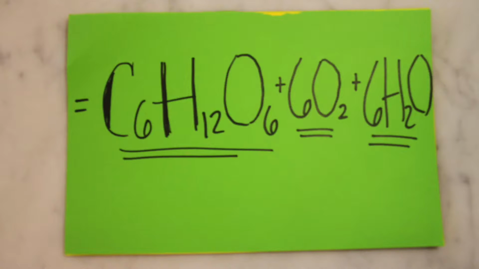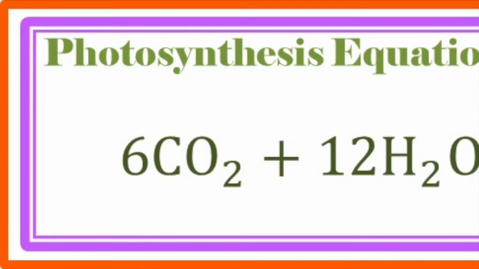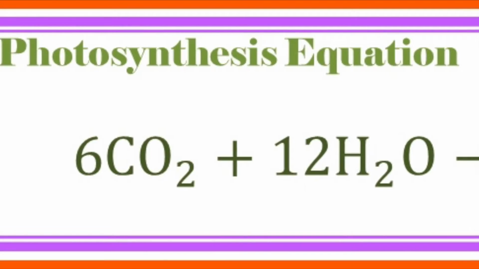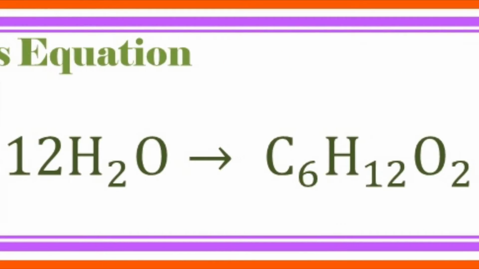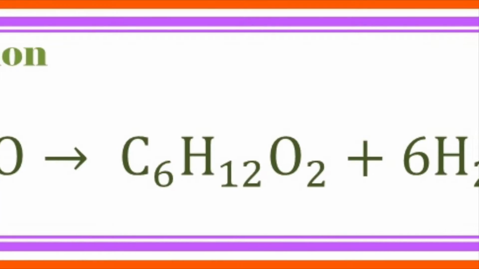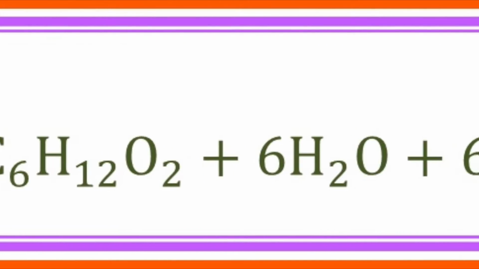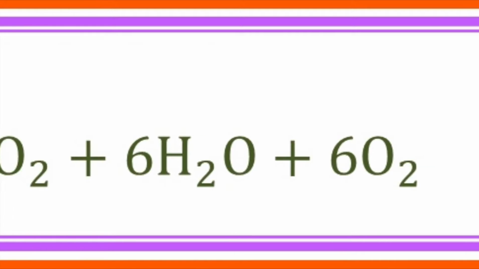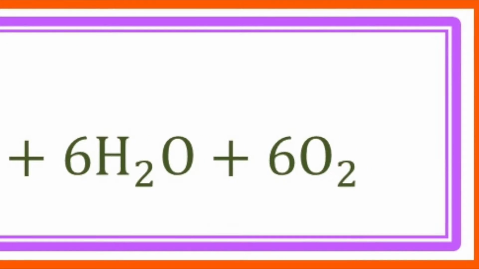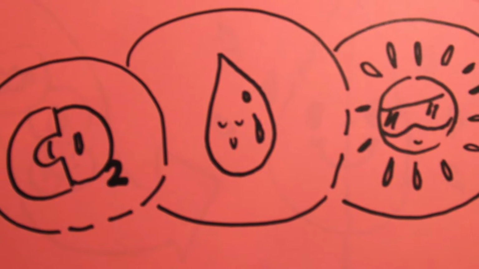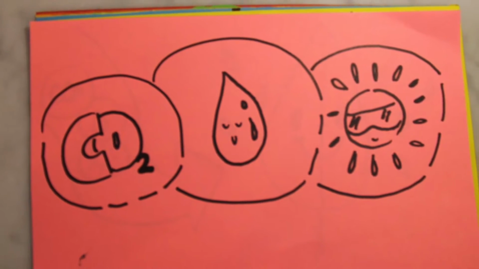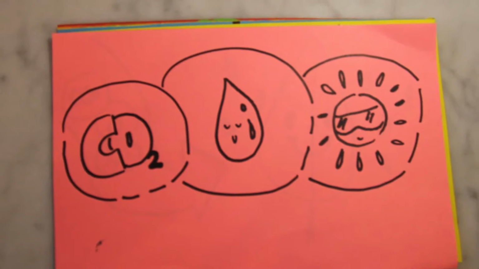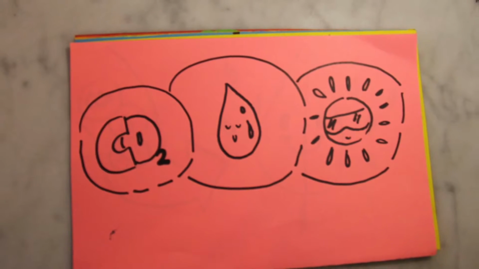The chemical equation for this process is 6CO2 plus 12H2O plus light produces C6H12O6 plus 6O2 plus 6H2O. 6 molecules of carbon dioxide and 12 molecules of water are consumed in the process, while glucose, 6 molecules of oxygen, and 6 molecules of water are produced.